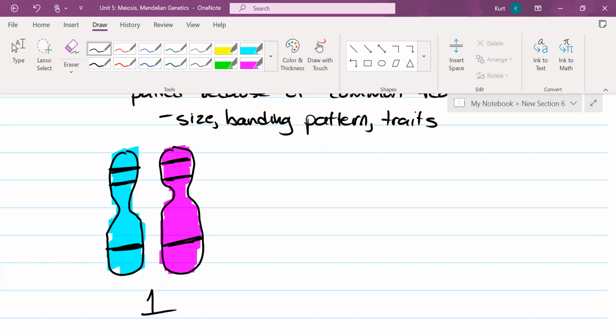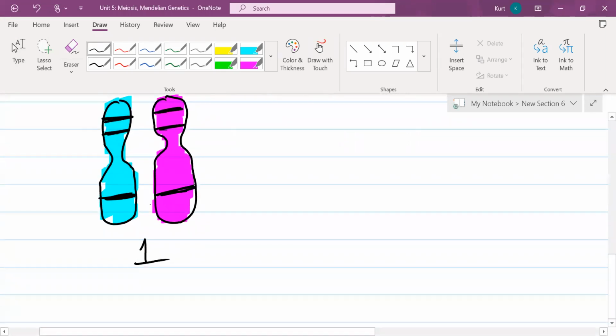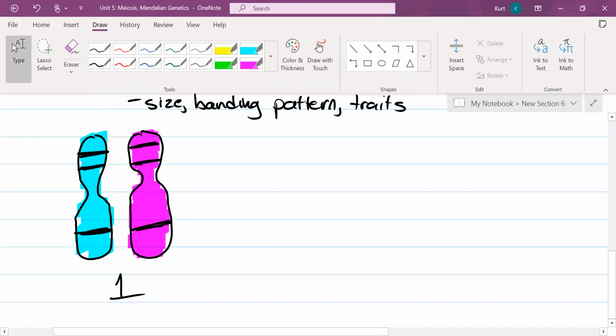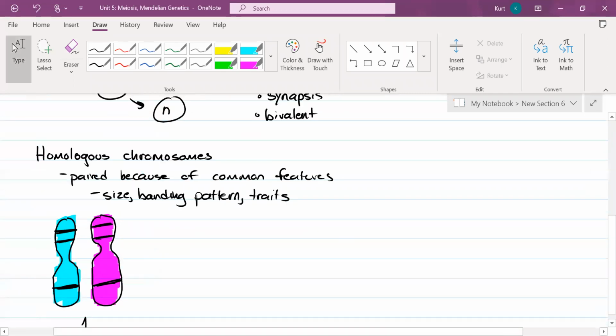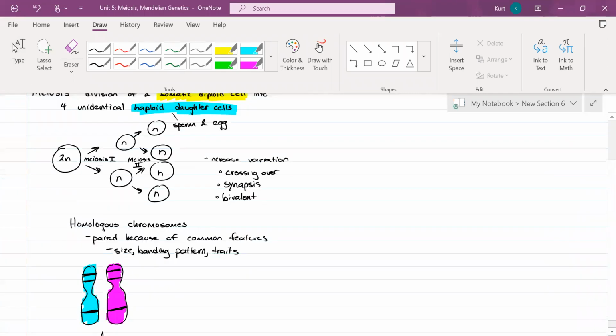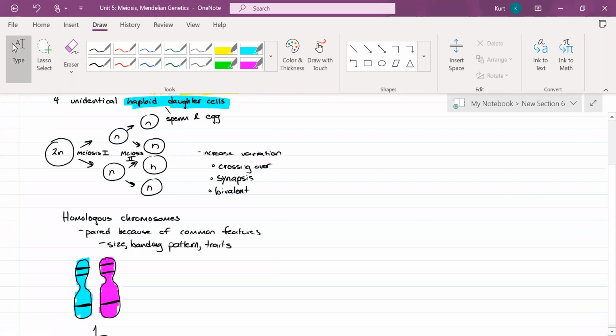So I'll ask you again, how many pairs of chromosomes do humans have? 23. This is the first pair. The reason why these two are paired up like this is because they have similar features. They are called homologous chromosomes. That's going to be important for you to understand before I get into the stages of meiosis, which I will get to right now. So I'm going to narrate this for you.